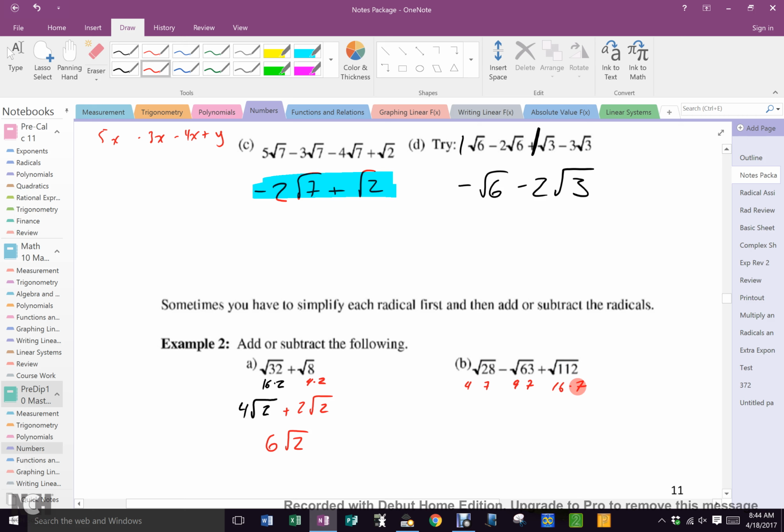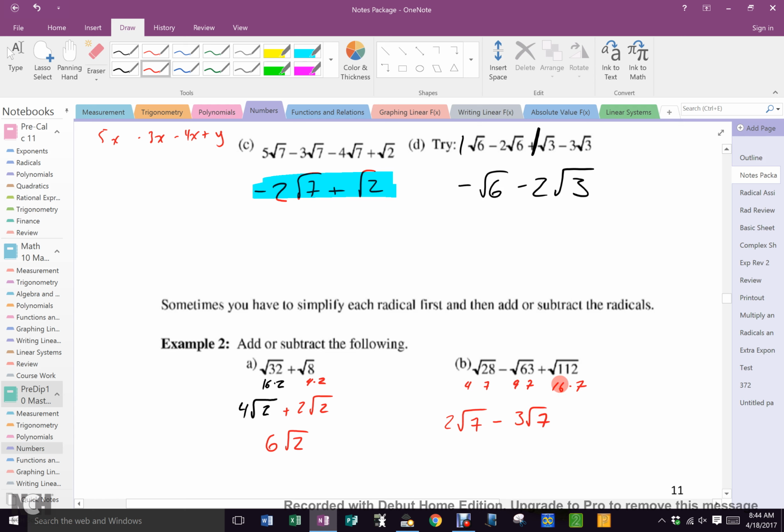16 times 7. She is dead serious. She would not risk messing about with radicals. What is the square root of 4? 2. So what comes out? What stayed under there? 7. What's the square root of 9? So what comes out? What stayed under there? 7.